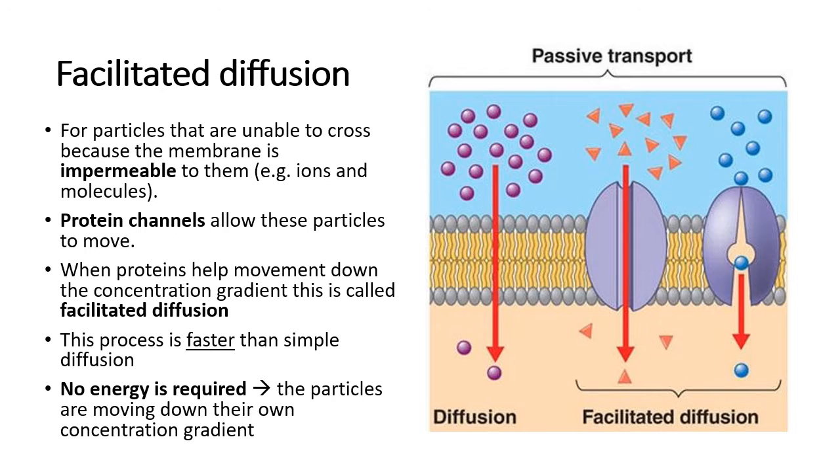So when proteins help the movement down the concentration gradient, it is known as facilitated diffusion. It's much quicker than simple diffusion. It is also a passive type of transport, meaning no energy is required. They are still diffusing down or along their concentration gradient.